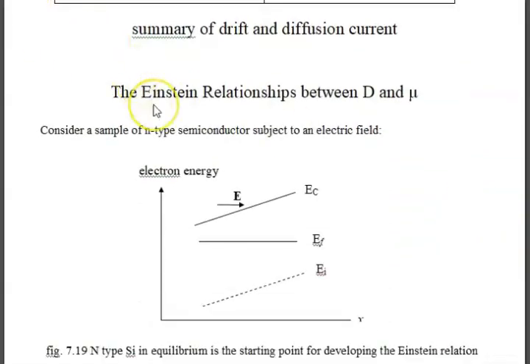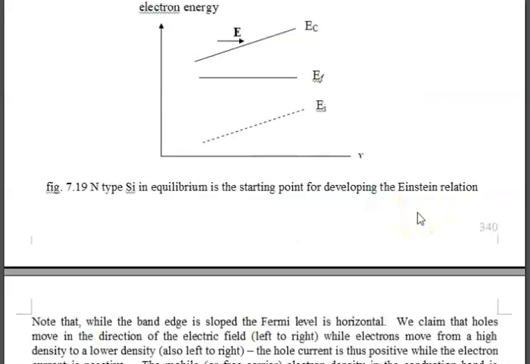Okay, so the Einstein relationship develops a formulation between the diffusion constant D, which is relevant for diffusion current, and the mobility mu, which is relevant for drift current. You would think that these are both completely non-related. However, in equilibrium, when the Fermi level is straight and horizontal, they do have a very important relationship, and that is called the Einstein relationship.